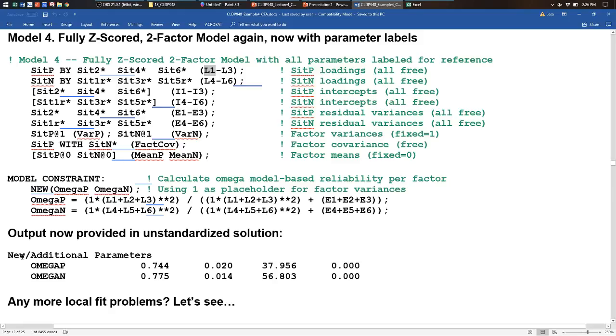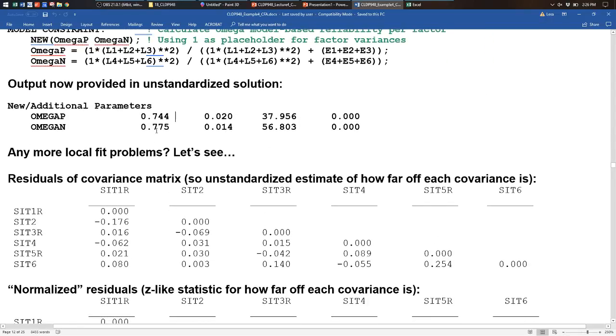So in doing that, I get an additional piece of output right here called new and additional parameters. And so my omega for the positive factor is 0.74, and my omega for the negative factor is 0.77. Note that I didn't do omega for the single factor model because it didn't fit. Omega still assumes unidimensionality. It makes no sense to compute it for things that are not unidimensional. But this is what you replace alpha with.